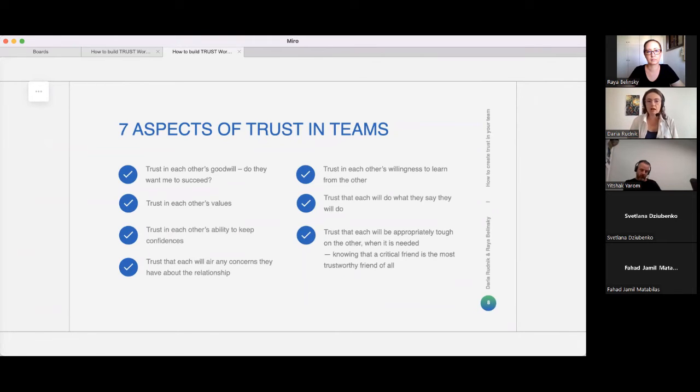Well, in your teams now, do your team members want you to succeed? Do you do what they say you'll do? How can you keep confidential information, how can you learn from each other? So these are the aspects of the team trust.